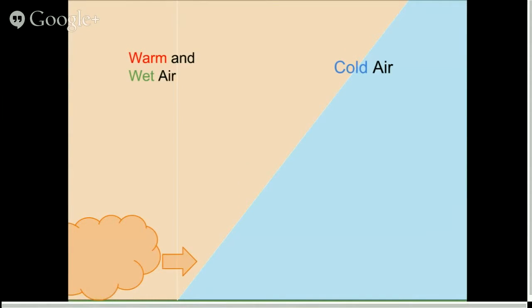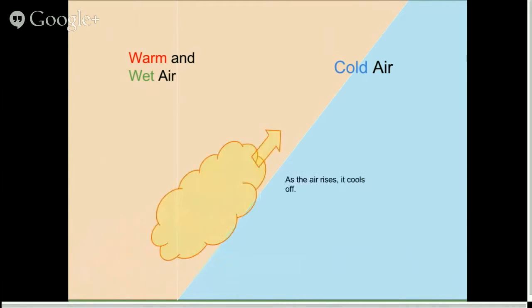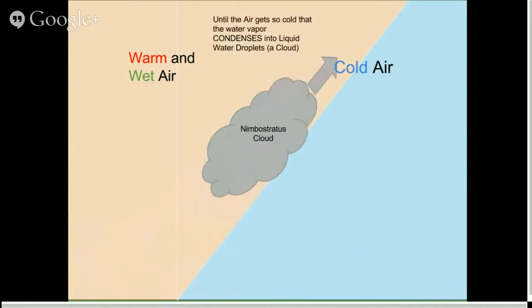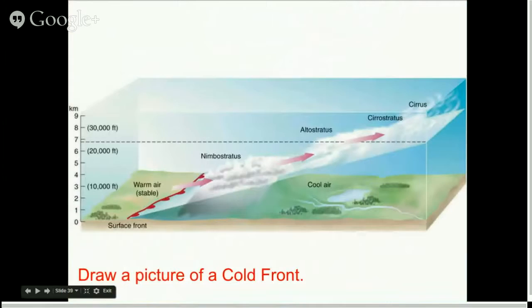I made a quick thing that'll turn into a GIF later, but you have the warm air starting to rise because it's less dense. It cools off as it rises until it turns into a cloud. The water vapor condenses into a liquid. This is a cloud, and then it'll start to rain. Please draw a picture of a warm front.